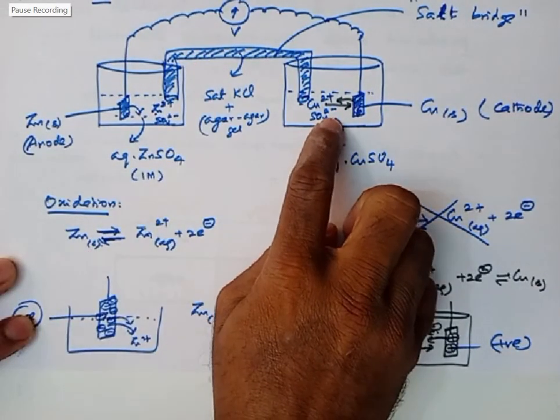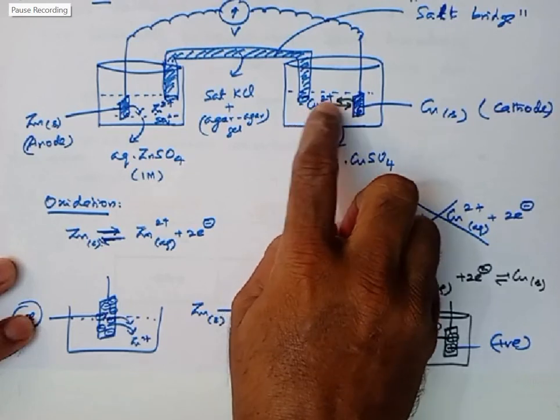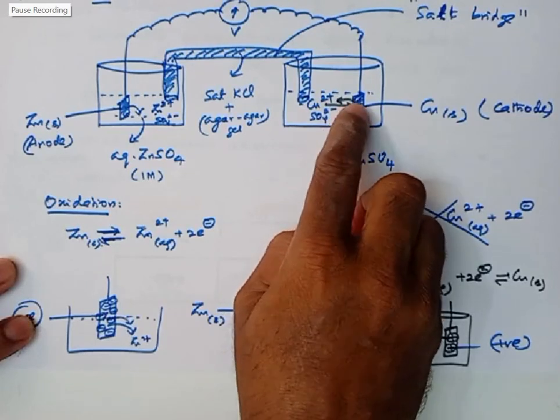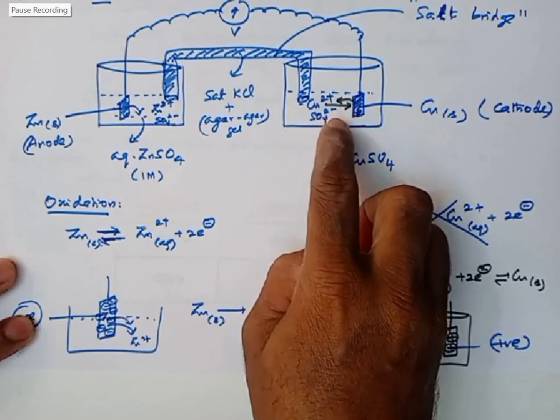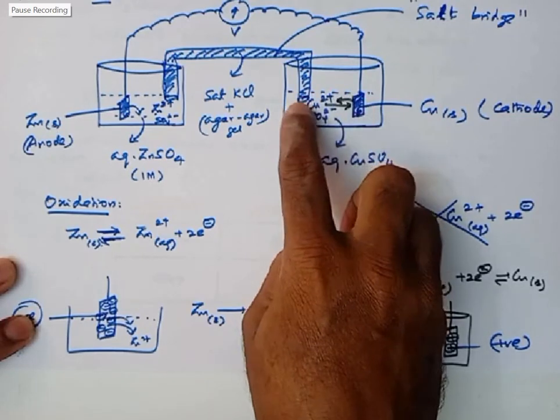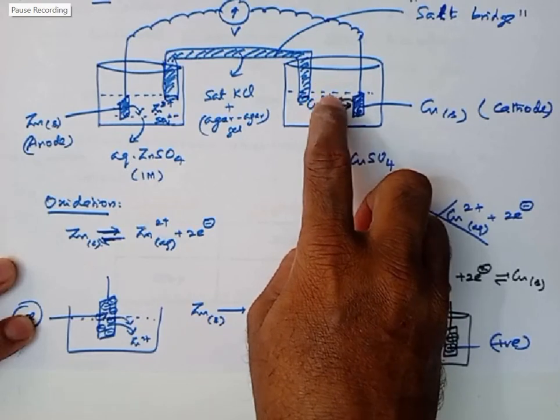What happened here? Due to the reduction reaction, cupric ions get reduced. Therefore, the number of cupric ions is less now, so the solution becomes negative. Because of excess sulfate ions, the solution becomes negative. Therefore, the reduction reaction also just stops.